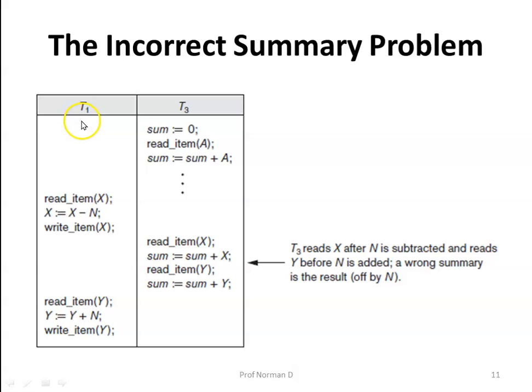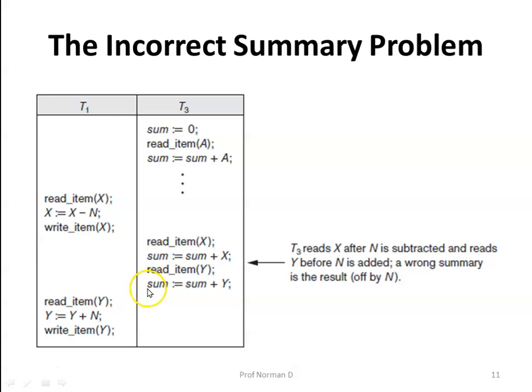Meanwhile, transaction T1 is executing. If the interleaving of operations shown in this figure occurs, then the result of T3 will be off by an amount n, because T3 reads the value of x after n seats have been subtracted from it, but reads the value of y before those n seats have been added to it.